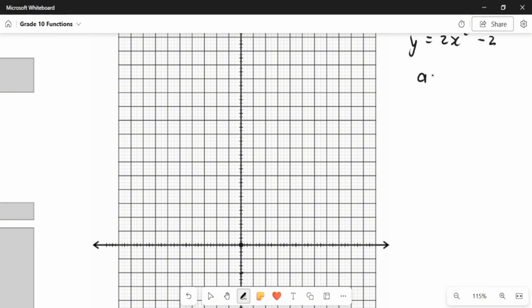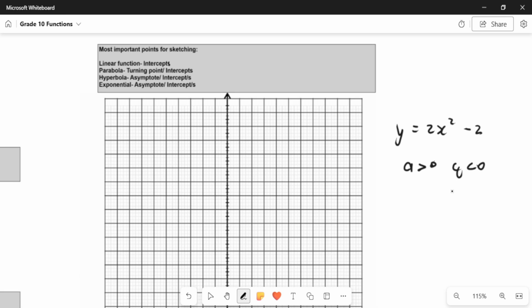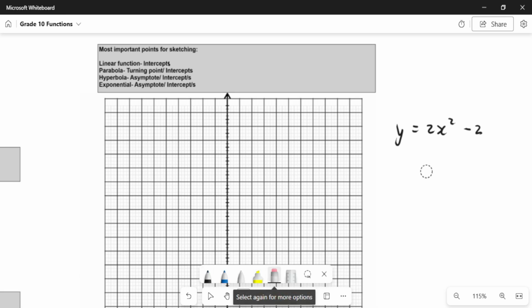Alternatively, what we could say is that a is greater than 0, q is less than 0. Therefore, we have two x-intercepts, because I've already proven that to you. Now, if you have to find those intercepts, how would we find it? Using factorization and the zero factor property.